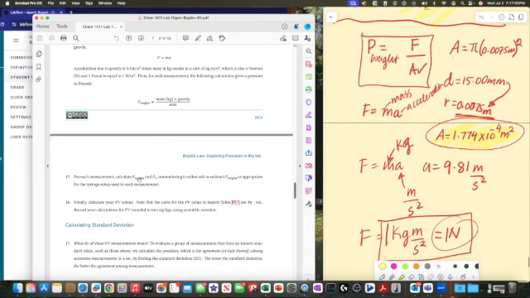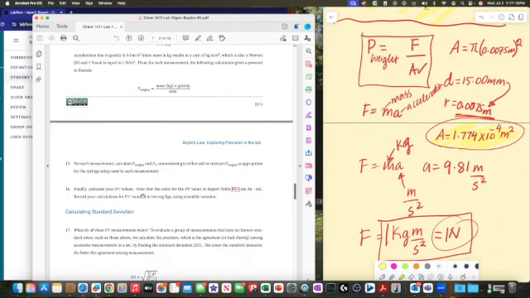Okay, for each measurement, calculate P waste and PT, remembering to either add or subtract P waste as appropriate for the syringe setup used in each experiment. Finally, calculate your PV values. Remember that the units for PV value in report table BY.1 are Pascal times milliliters. Record your calculations of PV rounded to two significant figures using scientific notation. Okay, so this is a lot of requirements, right?